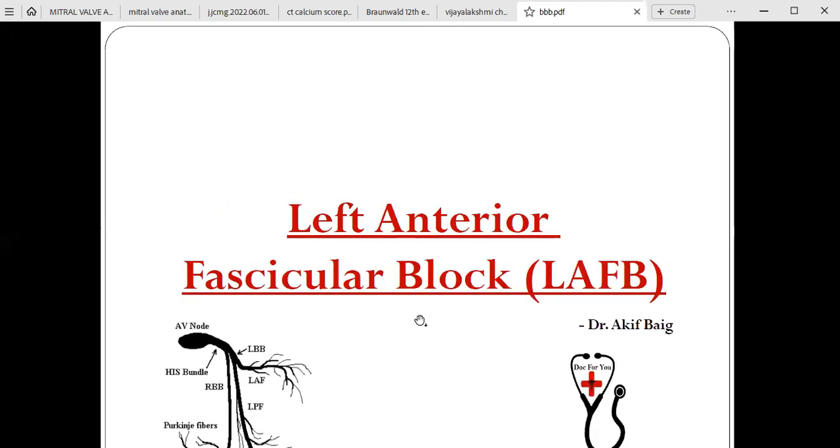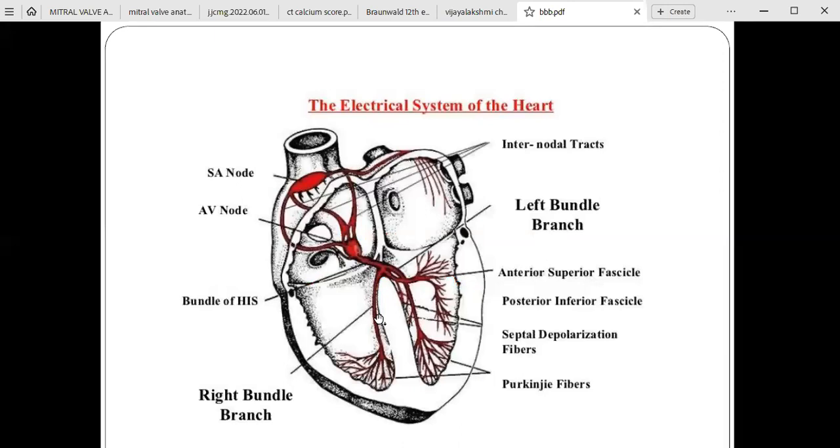Let's talk about left anterior fascicular block. Before going to it, we should know the basic anatomy, which is very important here. The normal electrical system consists of the SA node, which is the pacemaker. The SA node depolarizes the AV node. From the AV node, this comes as the bundle of His, which then divides into the anterior fascicle and the posterior fascicle.